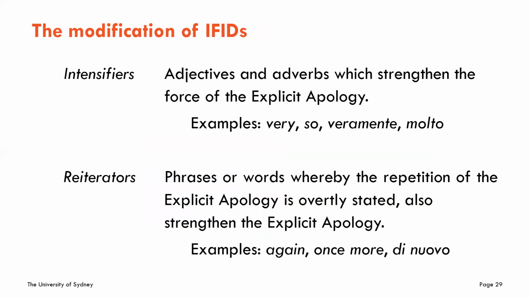Just quickly turning to intensification and reiterators in IFIDs. So these are ways of modifying the IFID. So intensifiers, ways of strengthening the force of an explicit apology, whereas reiterators make clear that that explicit apology, that IFID, is being repeated. So this is particularly the case in emails which included multiple IFIDs. So some emails could include up to 5 IFIDs throughout the email. So these reiterators were used in those cases.